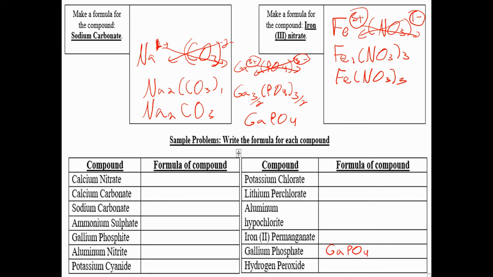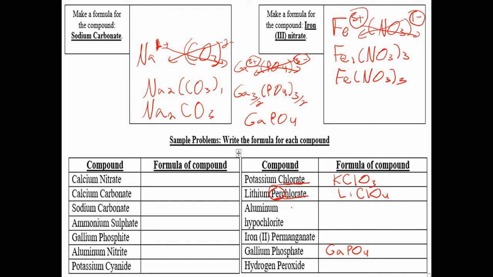So let's try a few more examples out. You can pause the video and then come back and take a look, see if you're on the right track. Here we have potassium chlorate. So it's KClO3. This is lithium perchlorate, LiClO4. There's a difference between chlorate and perchlorate. Notice the per, you added an extra oxygen there to your regular chlorate.